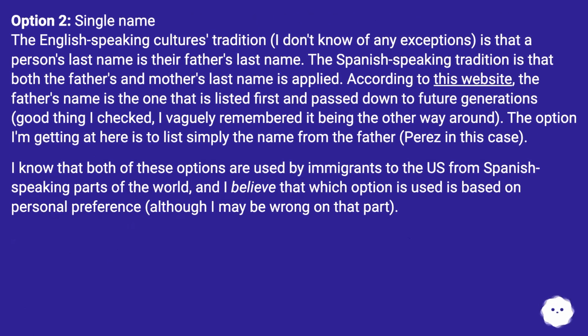Option 2, single name. The English-speaking culture's tradition, and I don't know of any exceptions, is that a person's last name is their father's last name. The Spanish-speaking tradition is that both the father's and mother's last name is applied. According to this website, the father's name is the one that is listed first and passed down to future generations. Good thing I checked. I vaguely remembered it being the other way around. The option I'm getting at here is to list simply the name from the father, Pérez in this case.